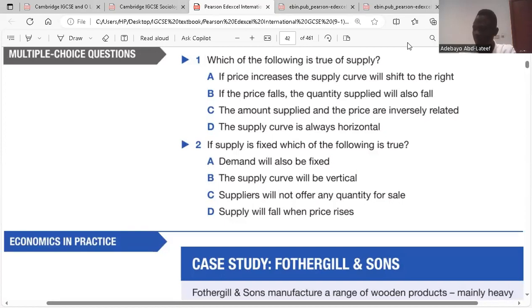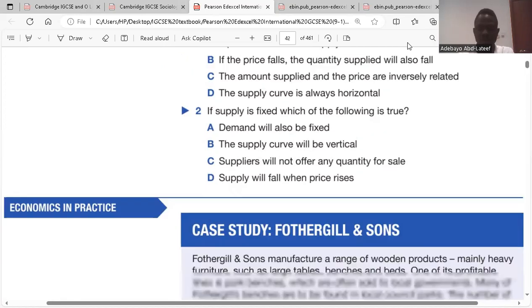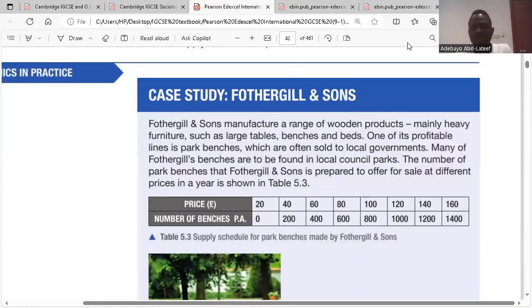So we have the case study for Fodder-Gill and Sons. Fodder-Gill and Sons manufacture a range of wooden products, mainly heavy furniture, such as large tables, benches, and beds. One of its profitable lines is park benches, which are often sold to local governments. Many of the Fodder-Gill benches are to be found in local council parks. The number of park benches that Fodder-Gill and Sons is prepared to offer for sale at different prices in a year is shown in this table.